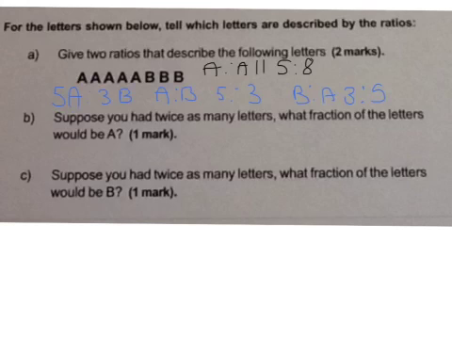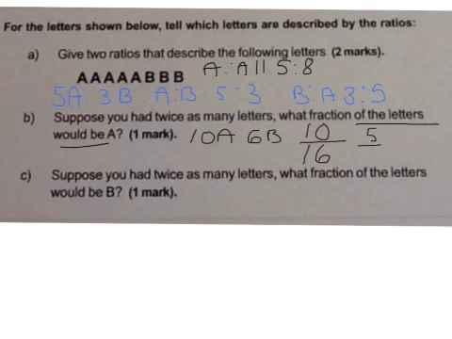Okay, now let's go to question 2. Suppose you had twice as many letters. What fraction of the letters would be A? Well, if we double them, that means there's going to be 10 A's and 6 B's. So most of you got the fact that we had 10 A's on the top, but the fraction of all the letters would be A, so the denominator, or the bottom of my ratio, is going to be 16. Yes, for those of you who are going into lowest terms, you could have put 5/8 as well.